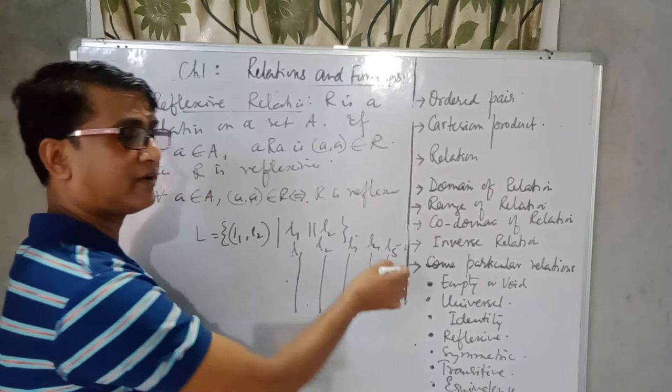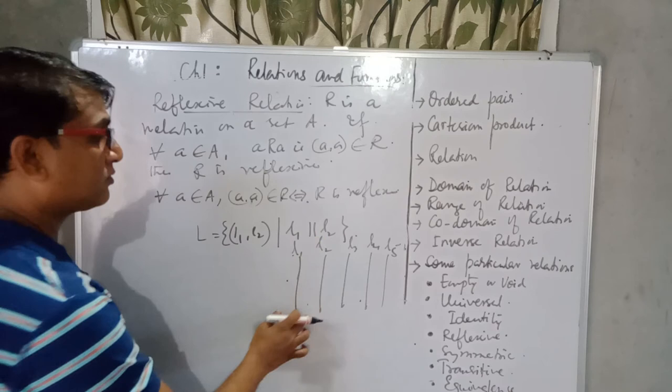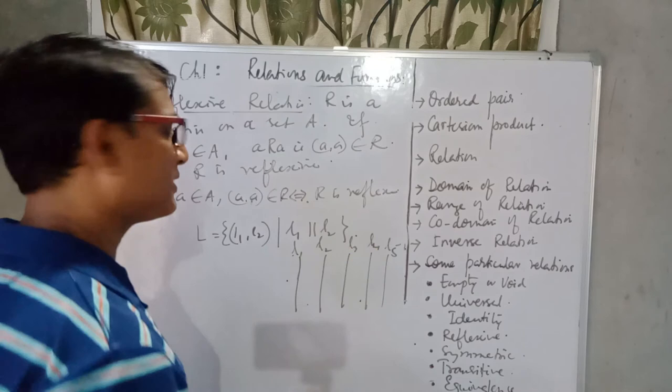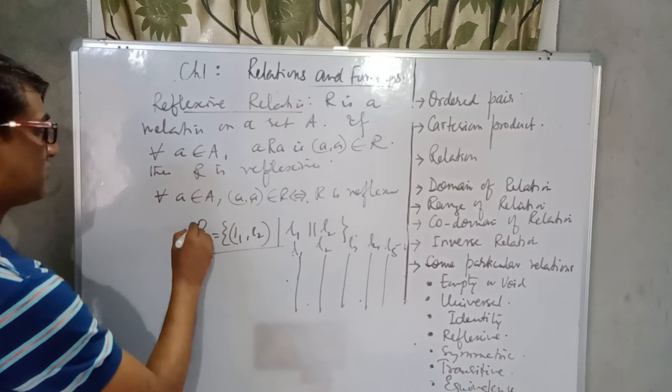So what can you say? L1 is related to L1, L2 is related to L2, L3 is related to L3, L4 is related to L4, L5 is related to L5. In this order, the lines are parallel to themselves. So this relation is what? Reflexive. This relation is reflexive.